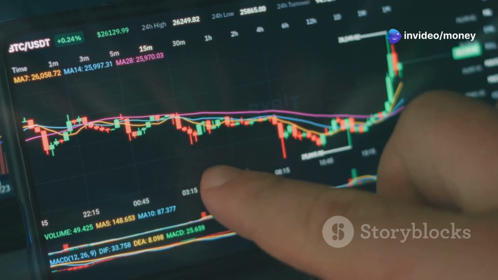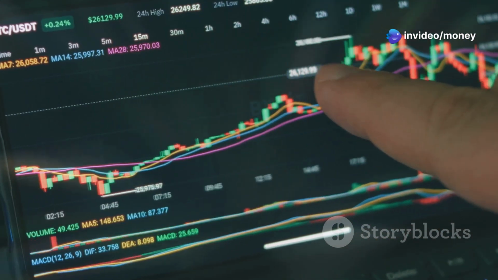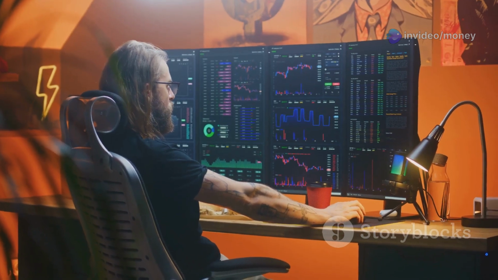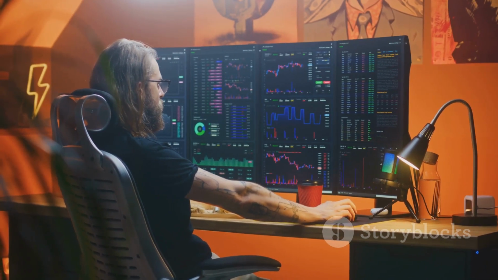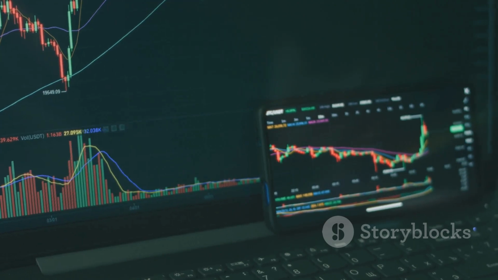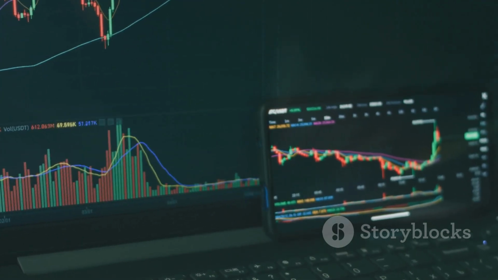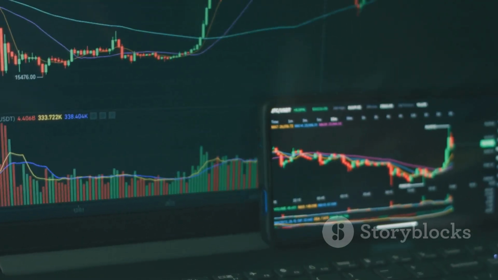If you're a long-term investor, the SMA might be your best bet. If you're a short-term trader, the EMA or WMA might be more suitable. Ultimately, the best way to find out which moving average works best for you is to experiment and see what suits your trading style.